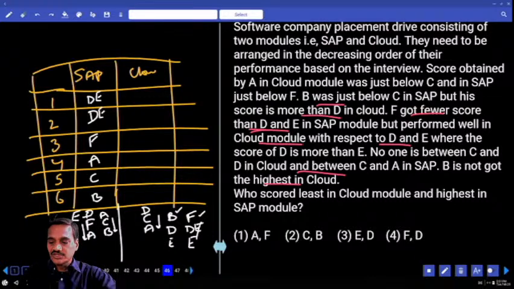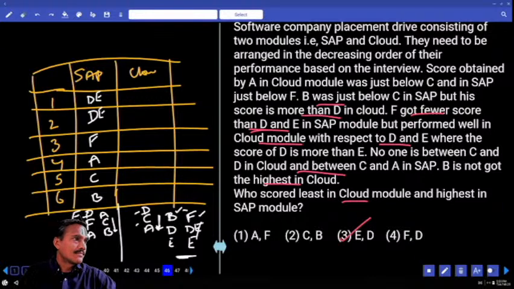Then who scored the least in cloud module and SAP module? And least in cloud, who is coming, tell me? Now D cannot be least, C cannot be least, B cannot be least, B, C, D, F cannot be least, between A and E. Now between A and E, C and A were like this, isn't it? And so who scored the lowest here? E scored the lowest. As E is the lowest in this one and least in cloud module, who is that person? E. Choice 3 is the answer. Done?